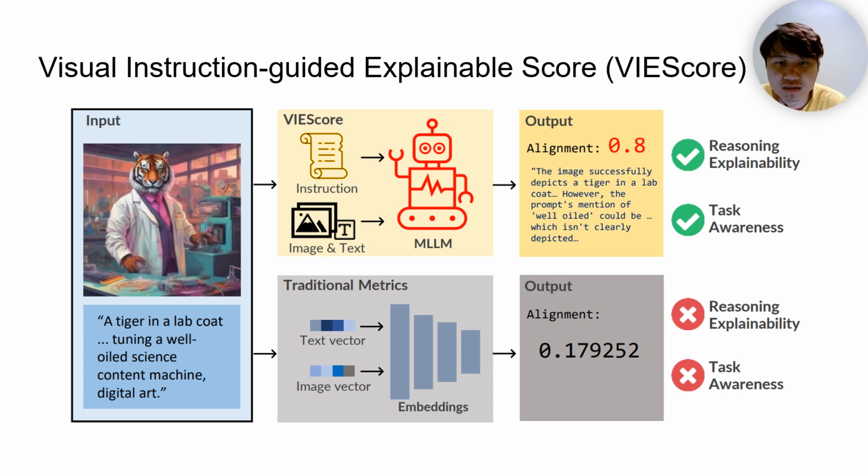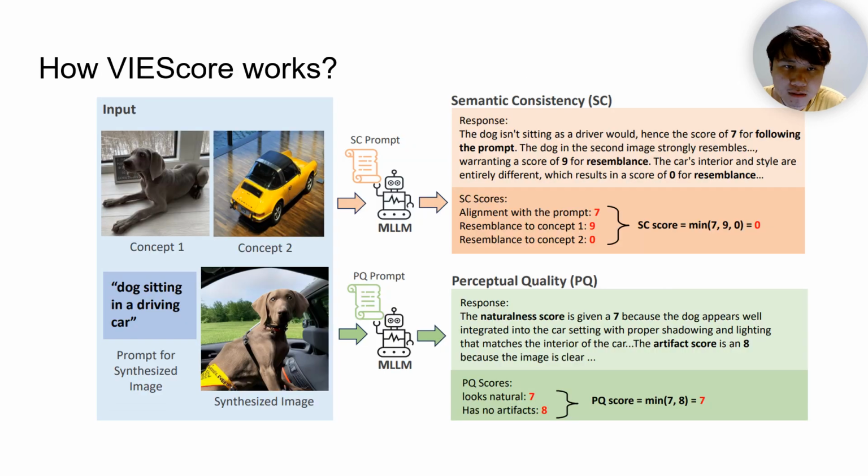The main idea is that we want to leverage a multimodal large language model, known as MLLM, to do the evaluation for us. In VIEScore, all the input conditions, synthesized image, and rating instructions are fed together to the MLLM in one pass. Then we retrieve the score in any scale and the rationale.